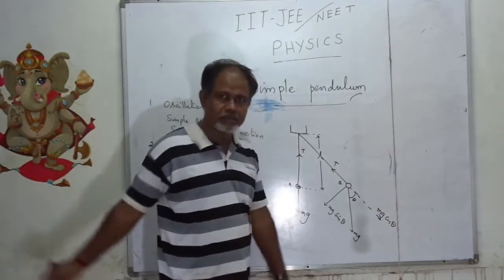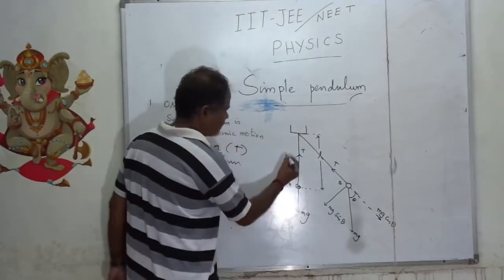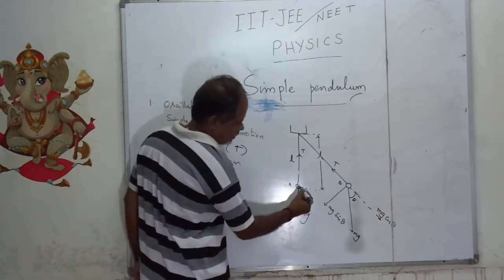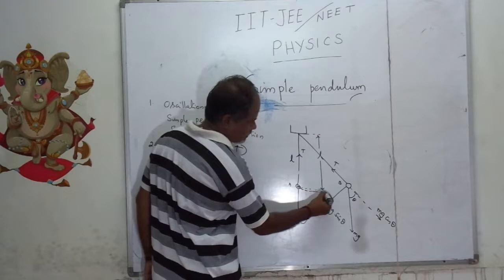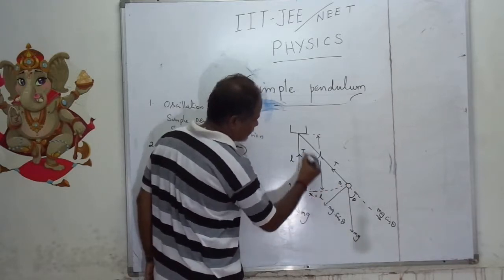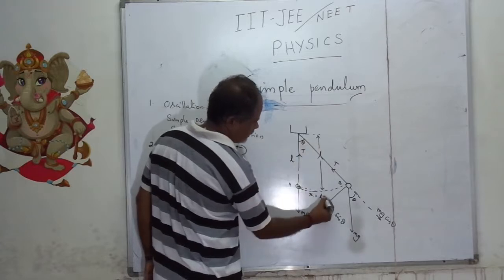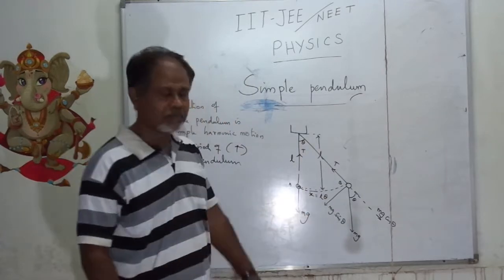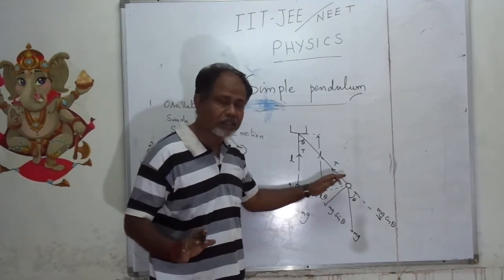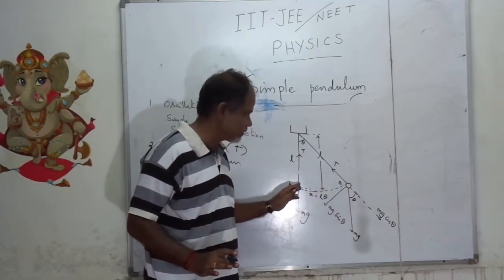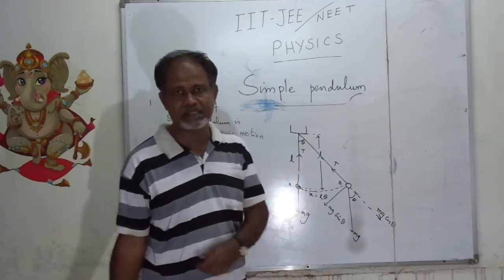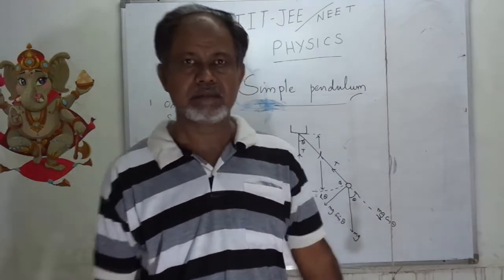Let us consider the length of the pendulum. The bob makes a distance x. x is nothing but L into theta. L into theta, this is x. The arc of a circle is the product of the radius and the angle it makes.